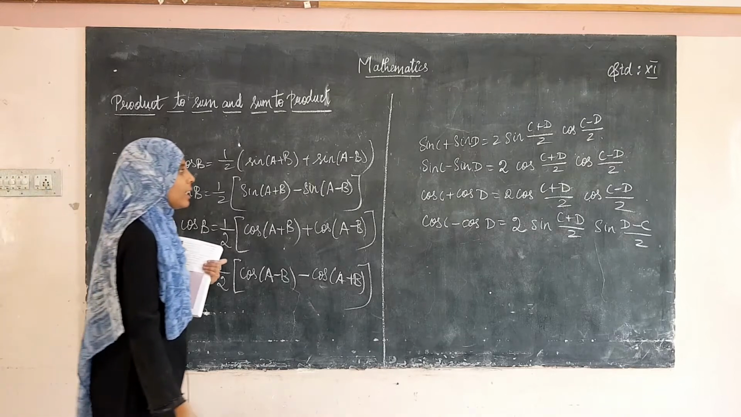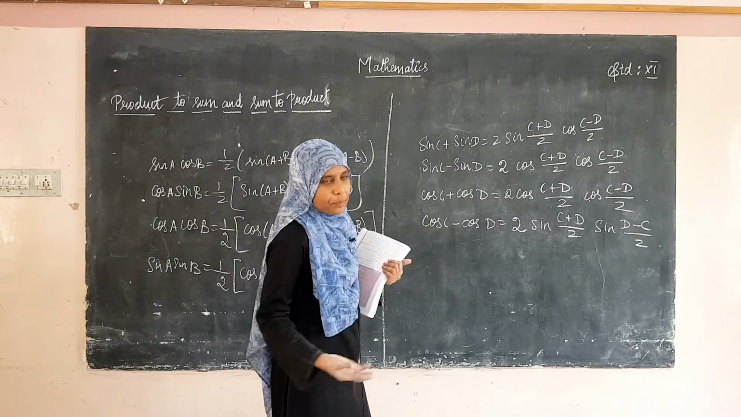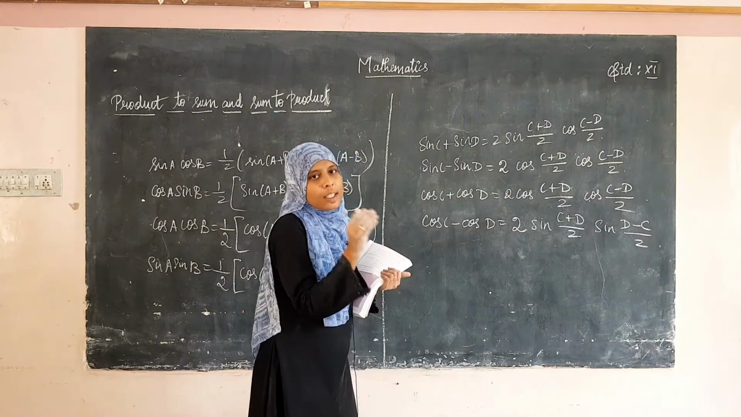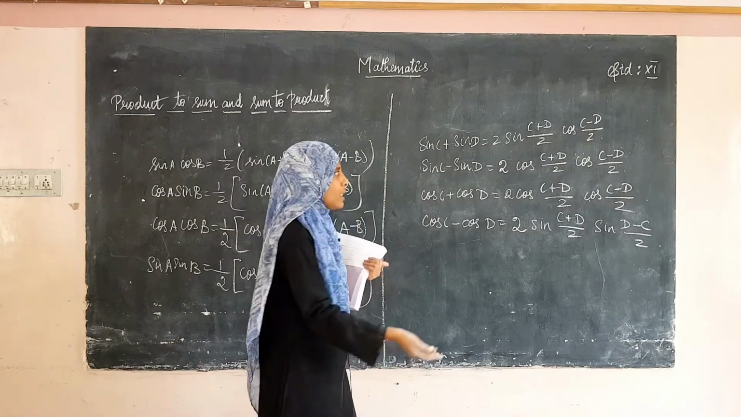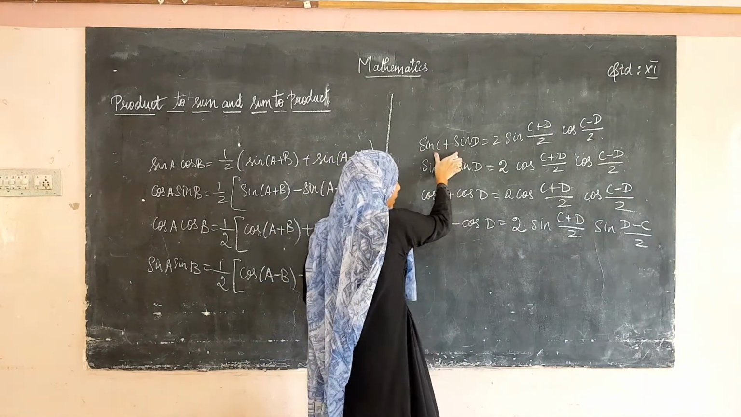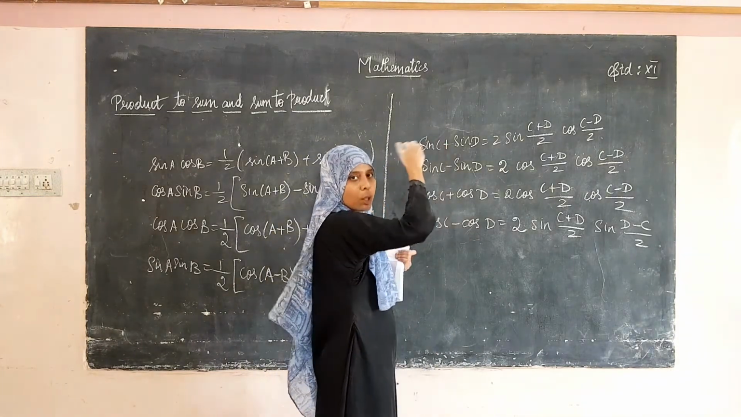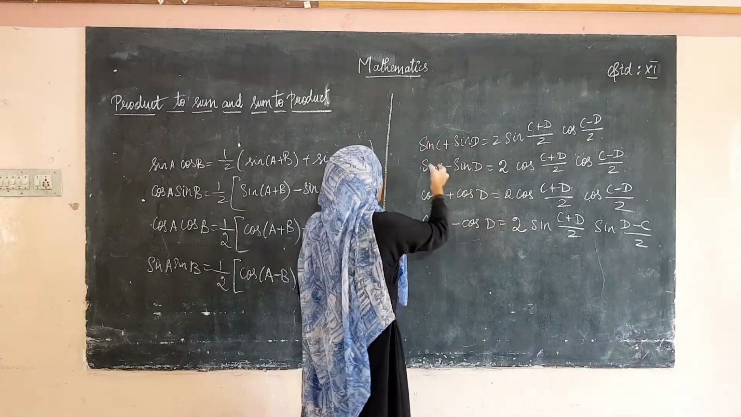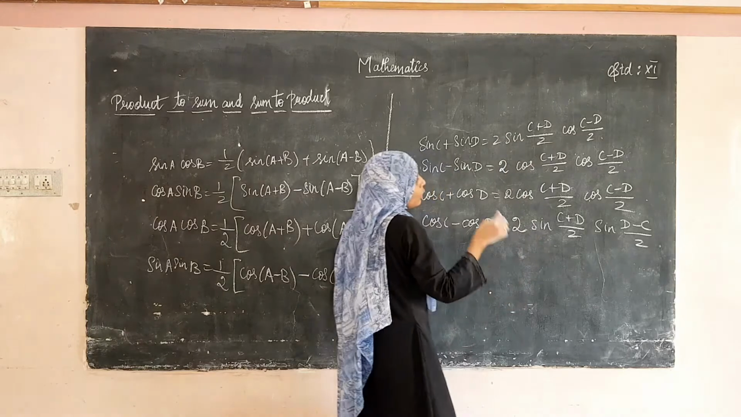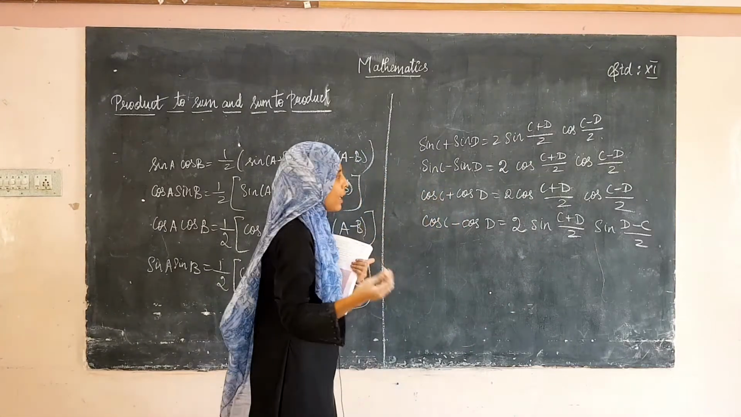Okay, and here, sum to product. When the question is given as sin theta plus sin 2 theta, like this, you have to use this formula. That is changing a sum or difference to multiplication. Sin C plus sin D can be written as 2 sin((C+D)/2) cos((C−D)/2).